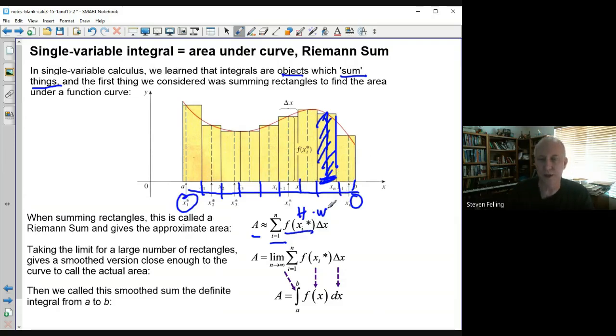Then what we would do to try to make this very close to the area would be to take the limit as the number of rectangles approaches infinity, or as the width goes to 0. And when you do that, this summation becomes a smooth summation, which is an integral.